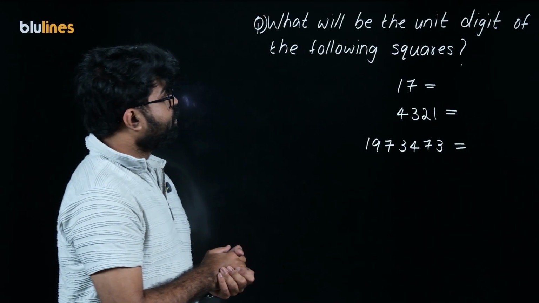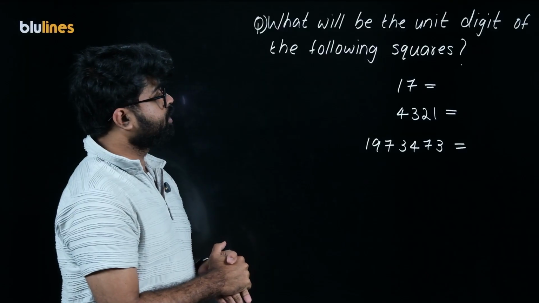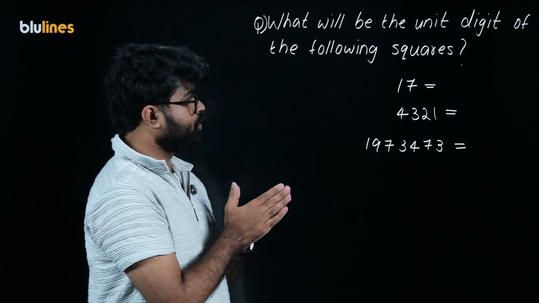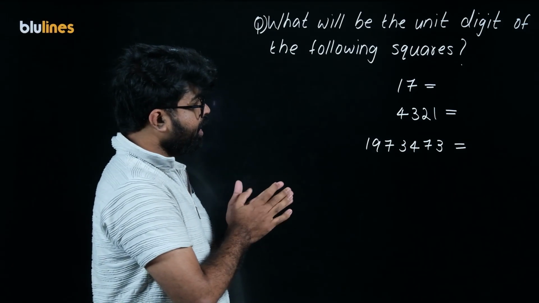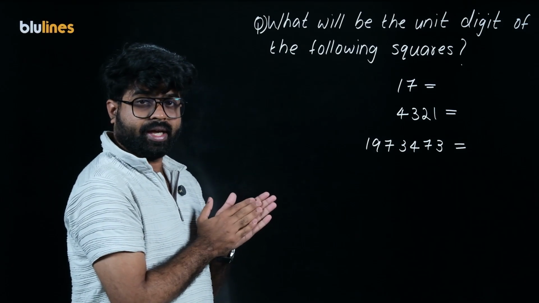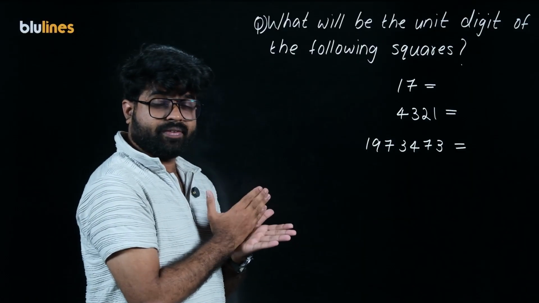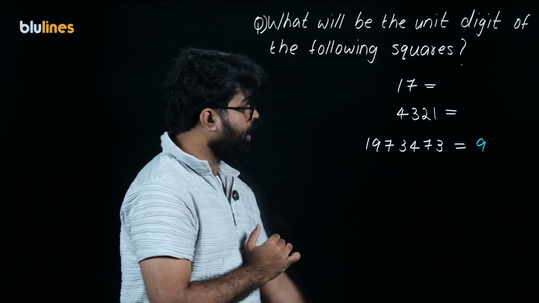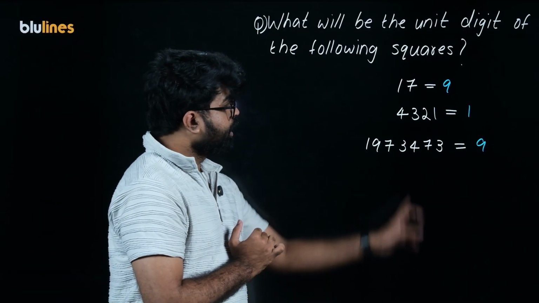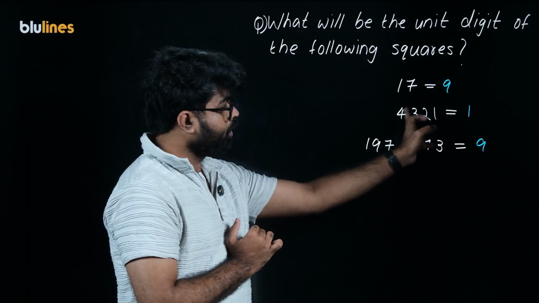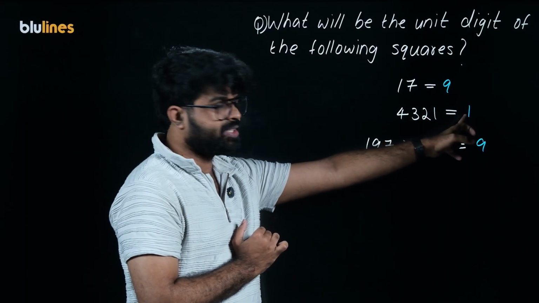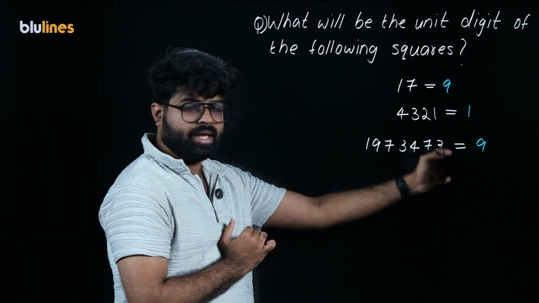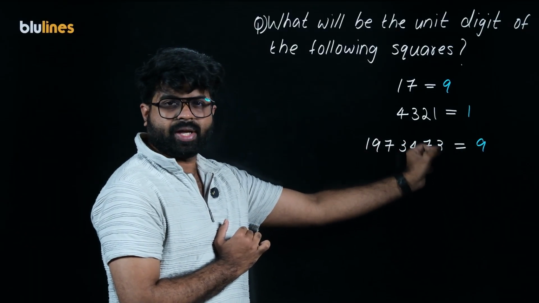Now next, what will be the units digit of the following squares? For 17, we need to find the units digit. What is 7 square? 7 square is 49, so the units digit must be equal to 9. Here 4321, the units digit is 1, and 1 square is equal to 1. Similarly, here 197347, the last digit is 3, and 3 square is equal to 9.